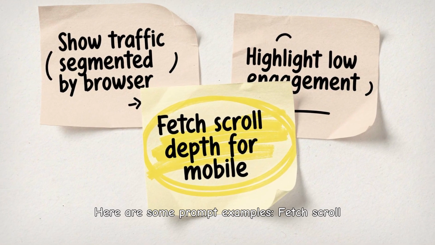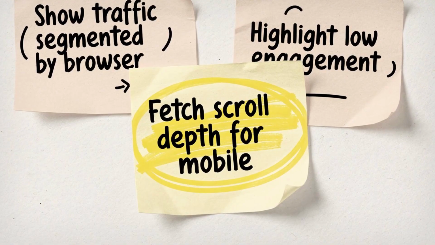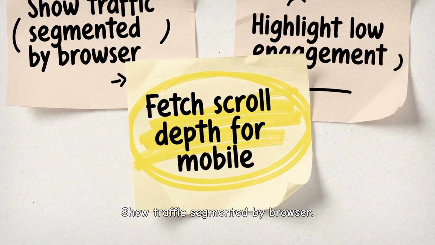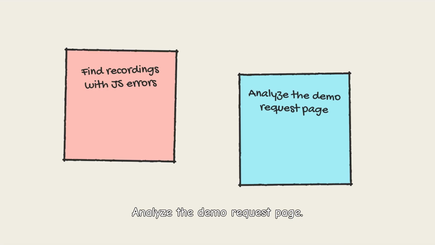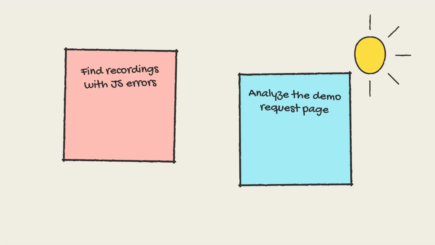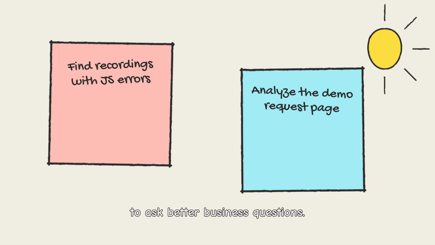Here are some prompt examples. Fetch scroll depth for the past 3 days. Show traffic segmented by browser. Highlight unusually low engagement. Find Clarity recordings where users encountered errors. Analyze the demo request page. These are powerful because you just need to ask better business questions.